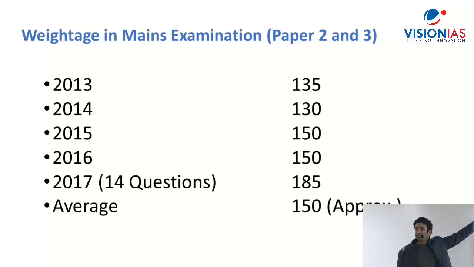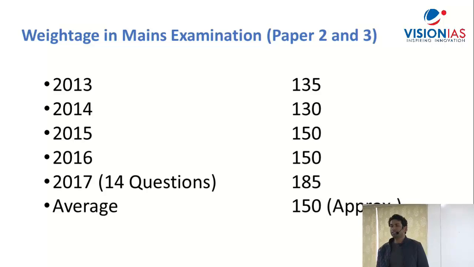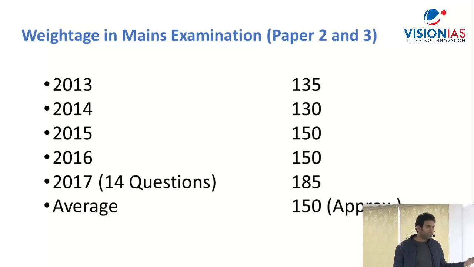So that is the weightage of economics in your paper number 2 and paper 3 combined, that is, how many questions were asked by the UPSC from the economics portion. So 130, 135, 150, 150, 185, okay? Approximately, the weightage is around 150 marks of questions. This year, in 2018, they asked questions worth 165 marks. That I have not mentioned here, but I'm telling you, this year they asked questions worth 165. So around 150 marks of questions.